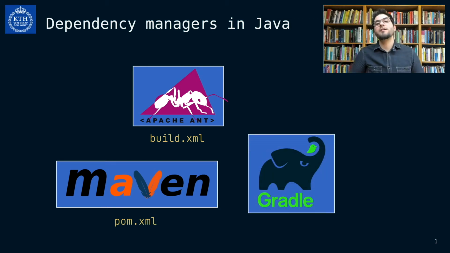Gradle is another dependency management tool for Java. It uses a domain-specific language based on the programming language Groovy, differentiating it from Maven and Ant, which use XML for their project configuration.